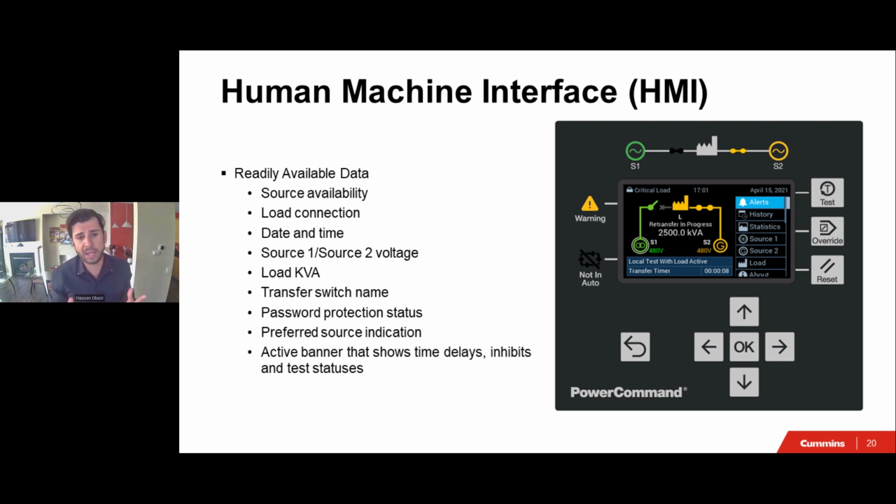So if you don't get that annunciated on the HMI, the technician might be standing there going, okay, what's going on here? Why didn't it transfer? So this can be a very useful feature to specify, this active banner that tells you this information. Or if there is an inhibit signal, which is to prevent the transfer switch from moving from one source into another.